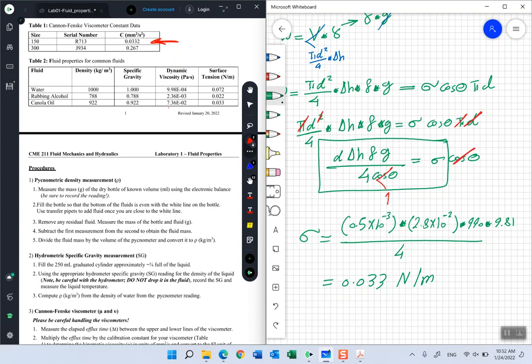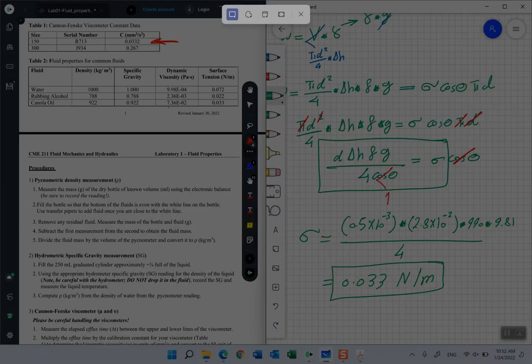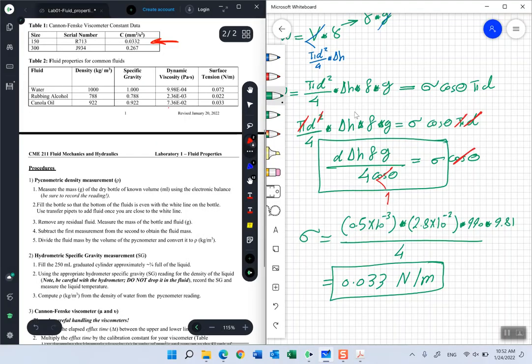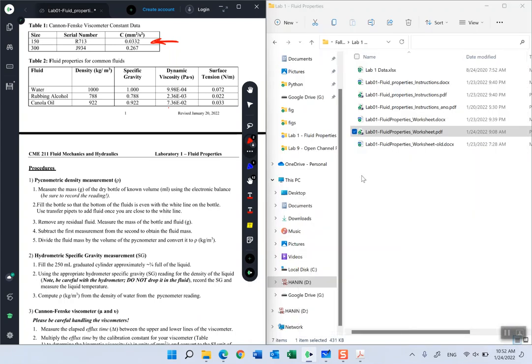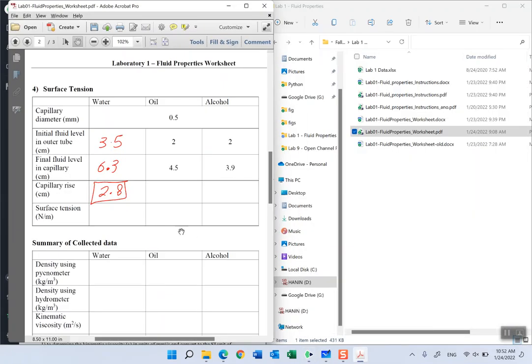So as you can see here, this one is a little bit different than the one in the table. This might be due to several errors, but the main idea is to do this calculation. And of course, we know that we won't be able to get the exact answer. Because we don't have time, you will do the same for the oil and the alcohol. We already gave you the 2 levels, so you will get the final capillary rise and do the same equation. And that's it, guys, for this lab.